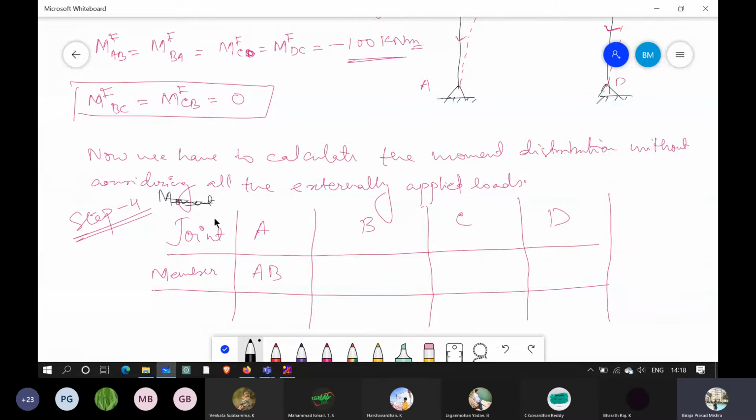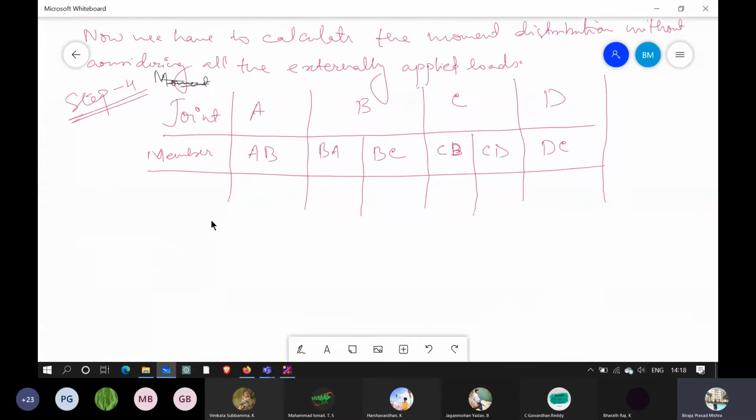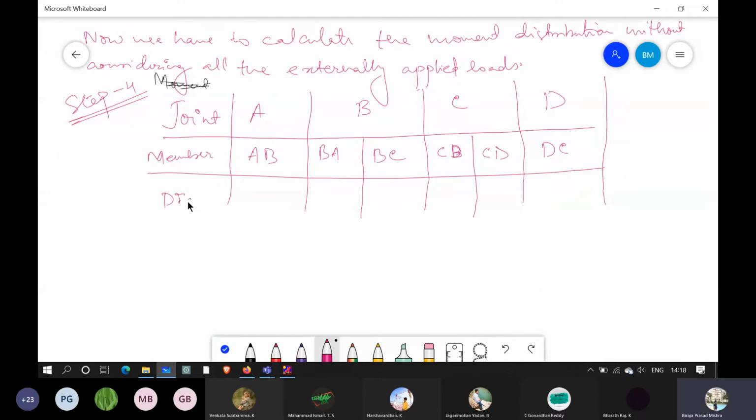So this is BA followed by BC, then CB and CD followed by DC. Next we will have the DFs, distribution factors. So what are the distribution factors? The distribution factor for this one is 1, this one is 1, and the rest of the others are how much? 0.5.